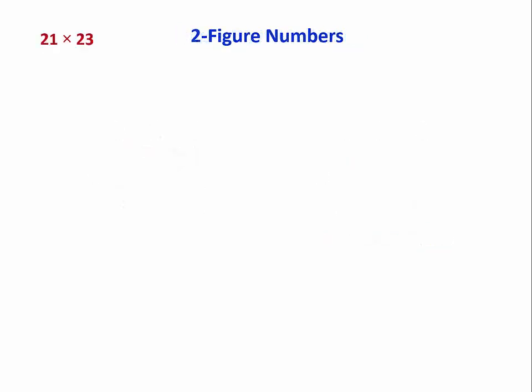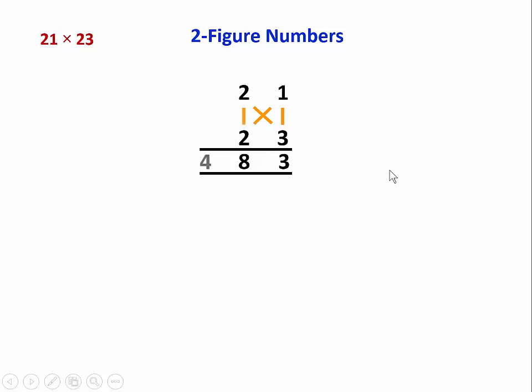Now here comes the usual vertical crosswise vertical pattern if we've got two-figure numbers, like say 21 times 23. We could do this by multiplying vertically on the right. 1 times 3 is 3. Then we multiply crosswise like this. So we have 2 times 3 is 6, and 1 times 2 is 2, and 6 and 2 is 8. And then vertically on the left, 2 times 2 is 4.